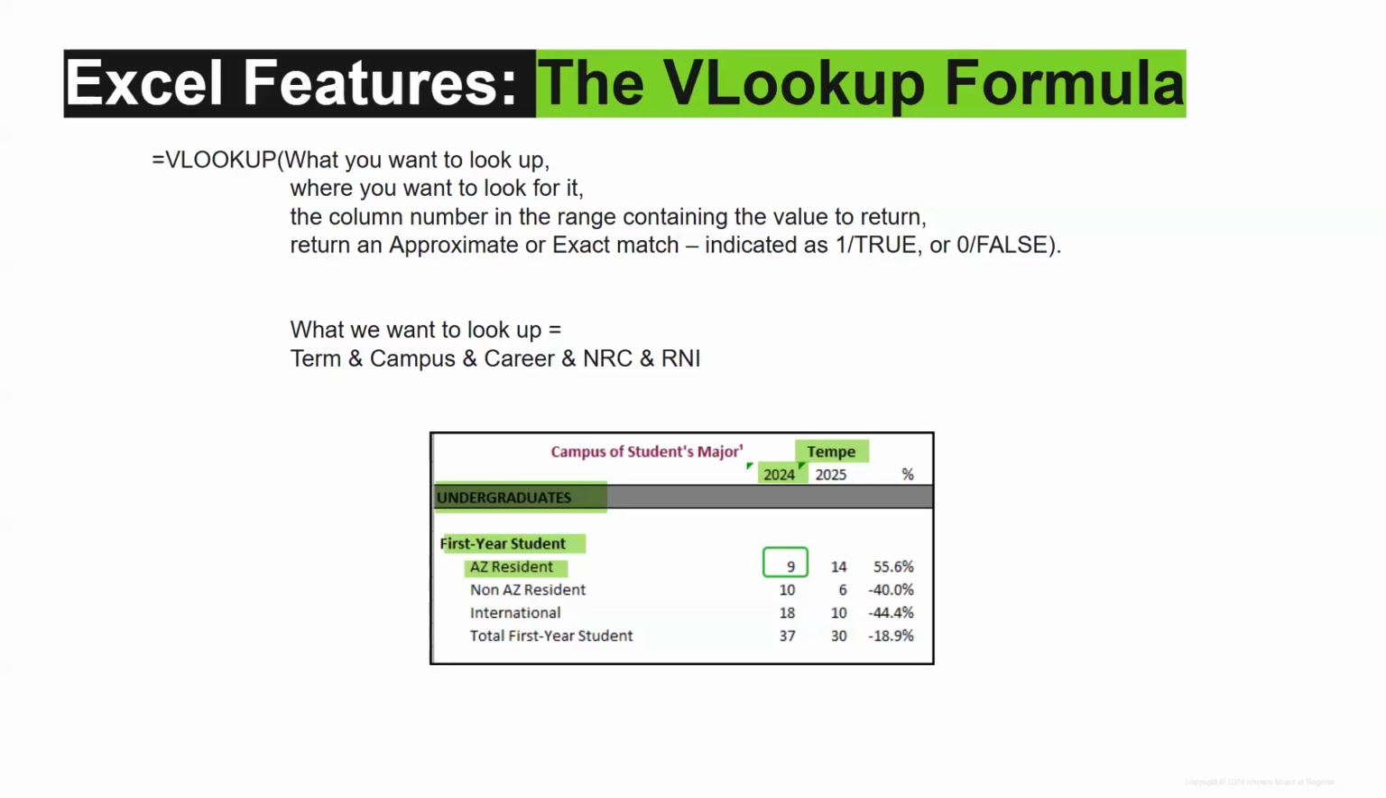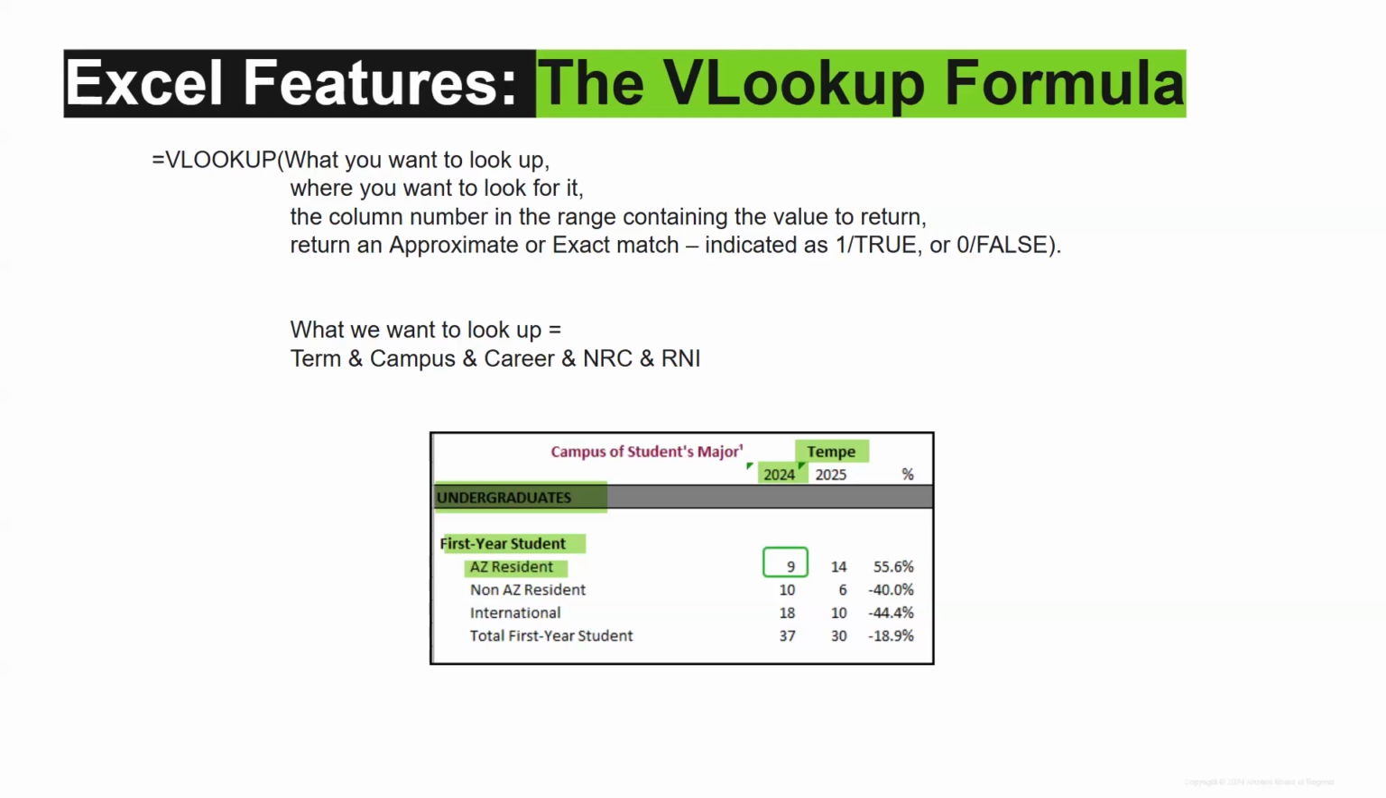So the VLOOKUP is broken into 4 pieces. First, what you want to look up, where you want to look for it, the column number containing the value to return, which is where the distinct count exists, basically. And then whether to return an approximate or exact match. In Excel, the logic is a little reversed here. You're actually going to use false for an exact match. True is an approximate match. And so for our purposes, we're going to be using false to get that exact match.